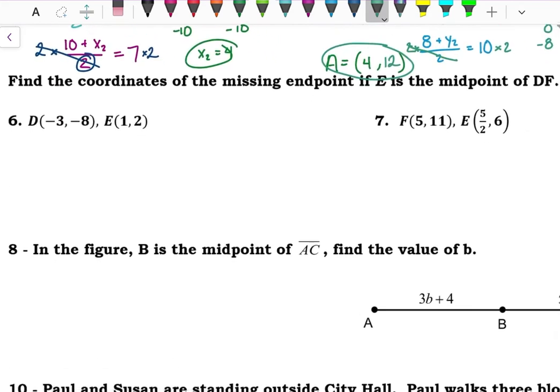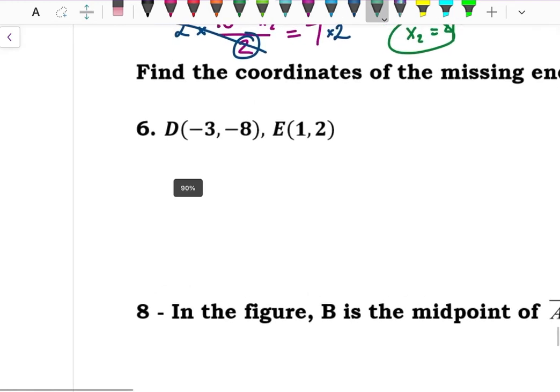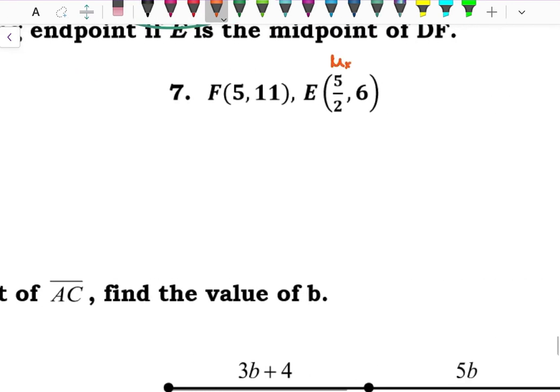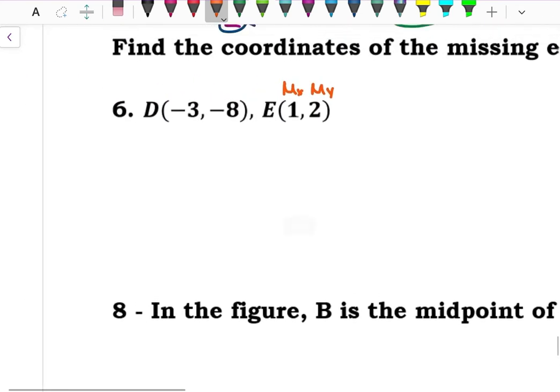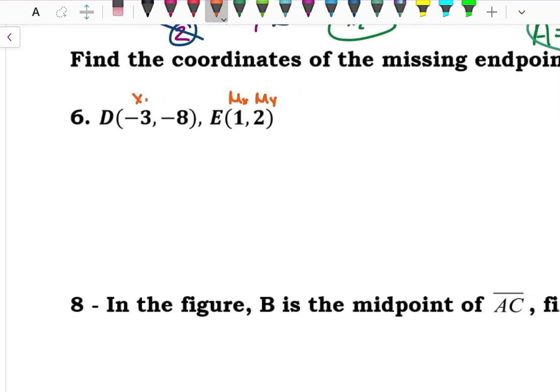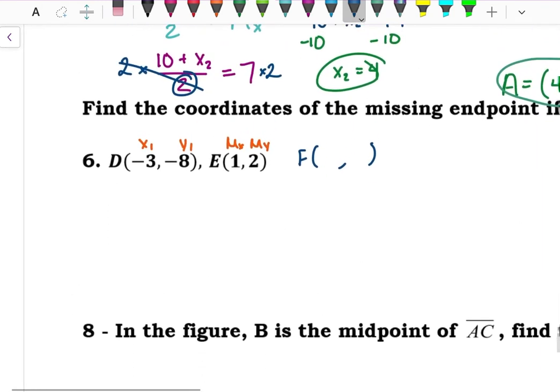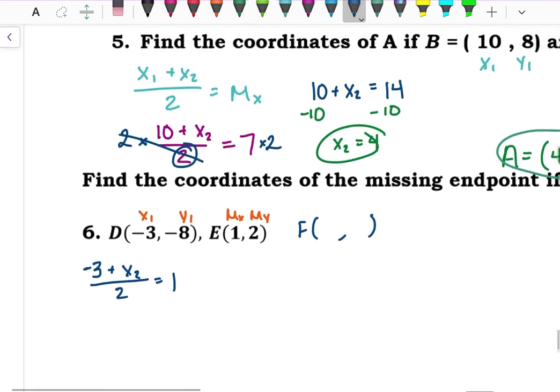Okay, find the coordinates of the missing endpoint if E is the midpoint. Great. So E we know is the midpoint. This is our midpoint, so our mx, my. This will be my x1 and my y1. We're trying to find the x2 and y2 for point F, which we don't know. Okay, same kind of formula as up above. So I'm going to do my x's first. Negative 3 plus my missing x, we'll call it x2, over 2, is equal to my midpoint x, which is 1. I'm using this same formula right here.